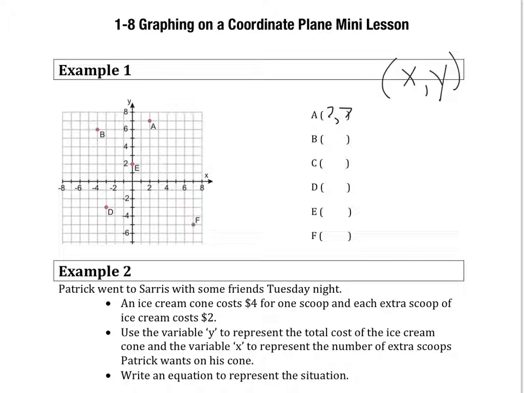B is located, there's a -4 and there's a 6, and we have to decide which one goes where. -4 is the x. I'm going to write these a little bit bigger over here so you can see them. And then the y is 6. And sorry if my handwriting's a little scribbly.